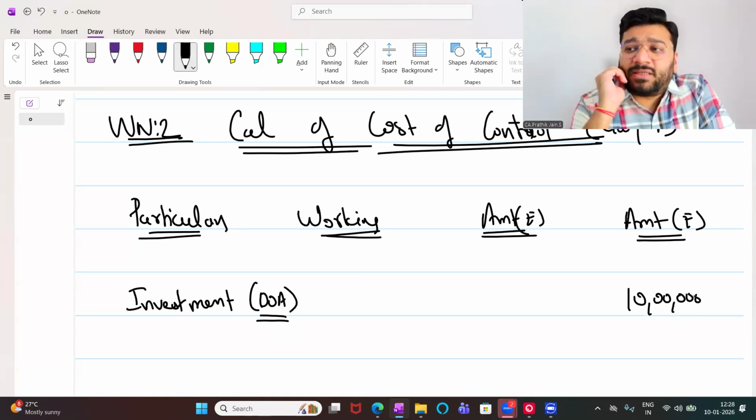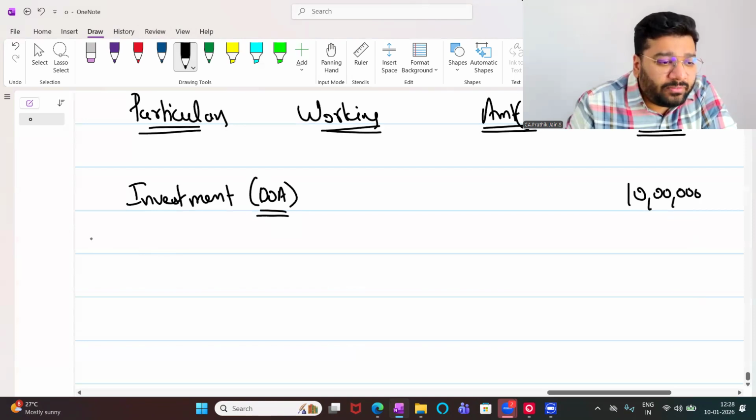I paid 10 lakh rupees to get something. Now I'm eager to know what have I got? How much have I got? What is the net asset I got? Less net asset.